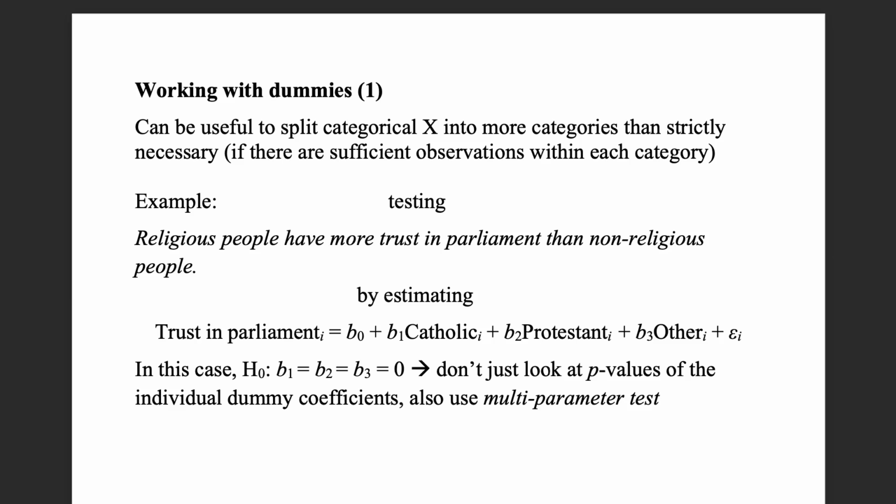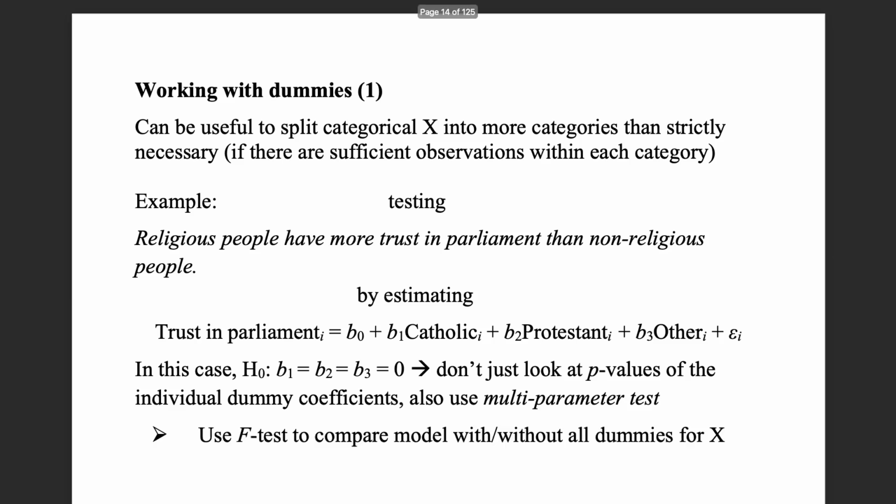In that case, it is recommended that you don't just look at the individual t-tests for each one of those dummy coefficients, so the t-test for B1 and the t-test for B2 and the t-test for B3, but actually really do a multi-parameter test as well, where you would estimate a model without each of these 3 dummy variables included, and a model with these 3 dummy variables included, and then get the F change statistic, and also take a look at the p-value that's associated with that F change test statistic.